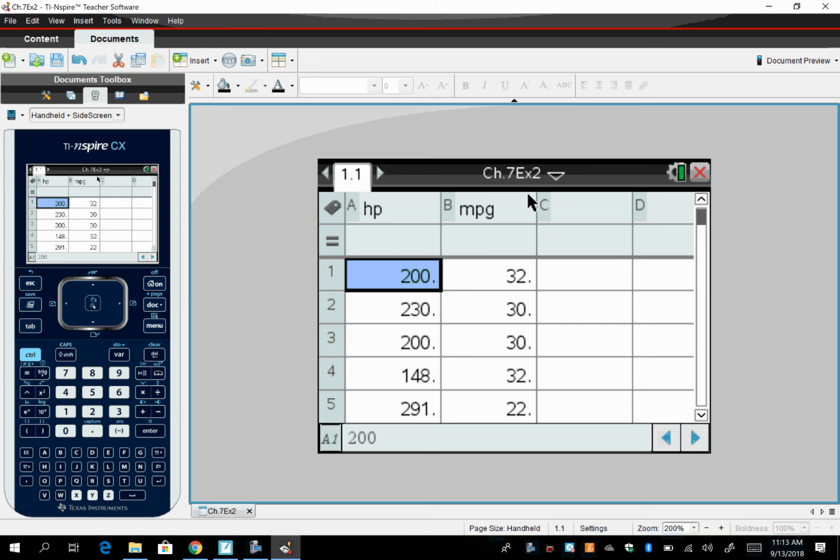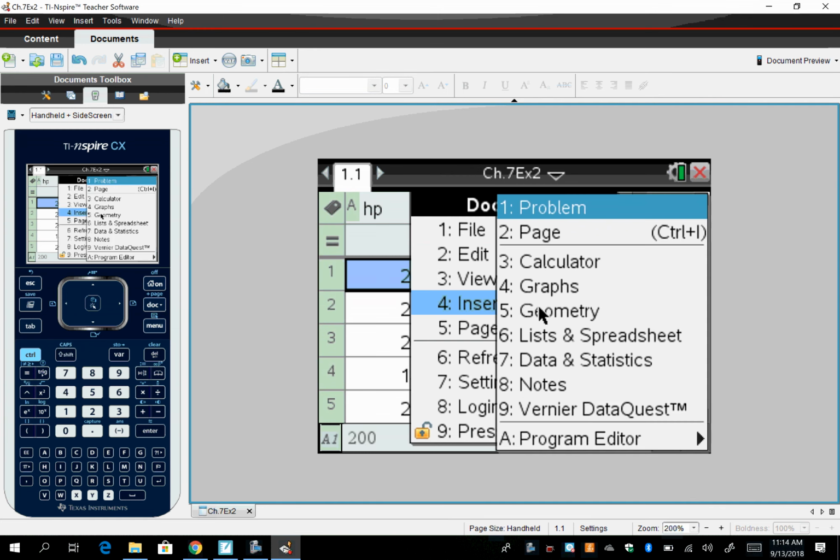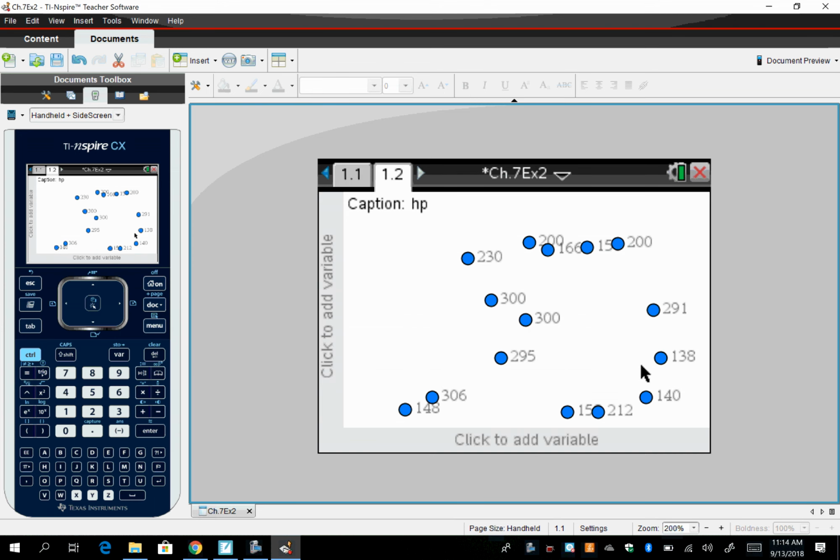Now the question is, do you think horsepower explains miles per gallon, or miles per gallon explains horsepower? I agree. I think horsepower, how big your engine is, is going to explain your fuel efficiency. So I'm going to hit doc, Insert, Data and statistics, number 7, where it says click to add a variable on the x-axis. Our explanatory is horsepower. I think horsepower explains miles per gallon. So horsepower is our explanatory.